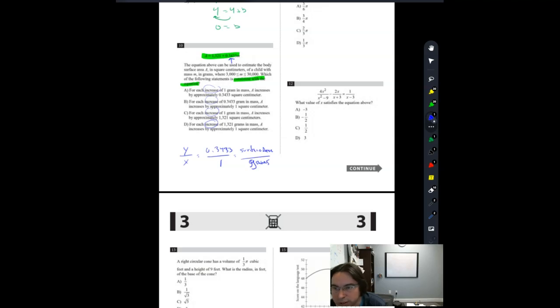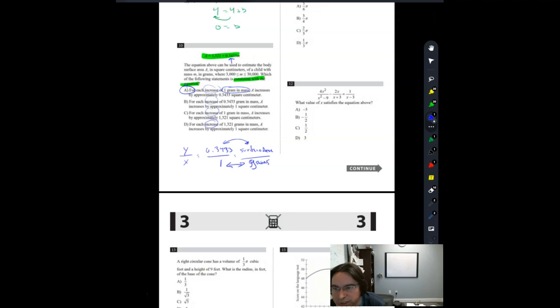So as we read this, for each increase of 1 gram in mass, so that unit matches up with what we have here, right? A increases by approximately 0.33 square centimeters. Bingo. There's our answer. We see how A is in square centimeters, this is related to this. There's my answer choice, just by looking at the units here.